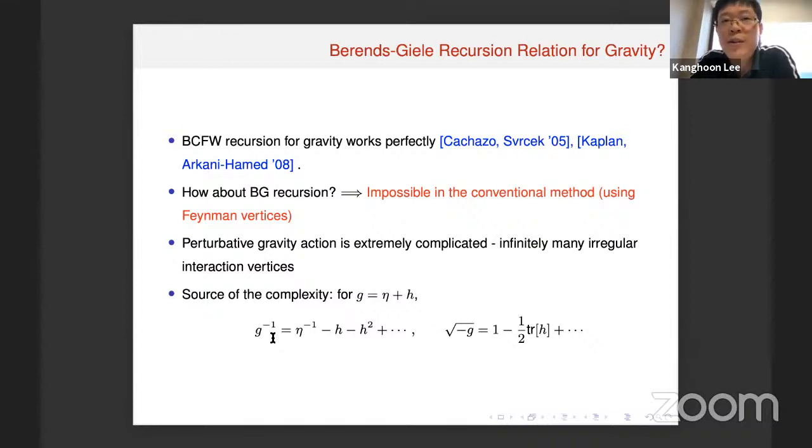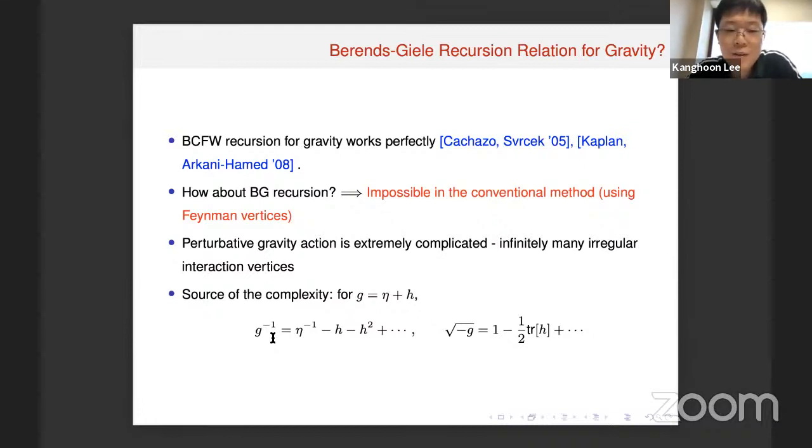BCFW requires a specific condition for working. If we have a large momentum case, it should drop, it should be going to zero very fast. That's the requirement. And gravity satisfies the condition very well, so there's no problem for applying the BCFW recursion relation for gravity. But how about the Berends-Giele recursion relation?